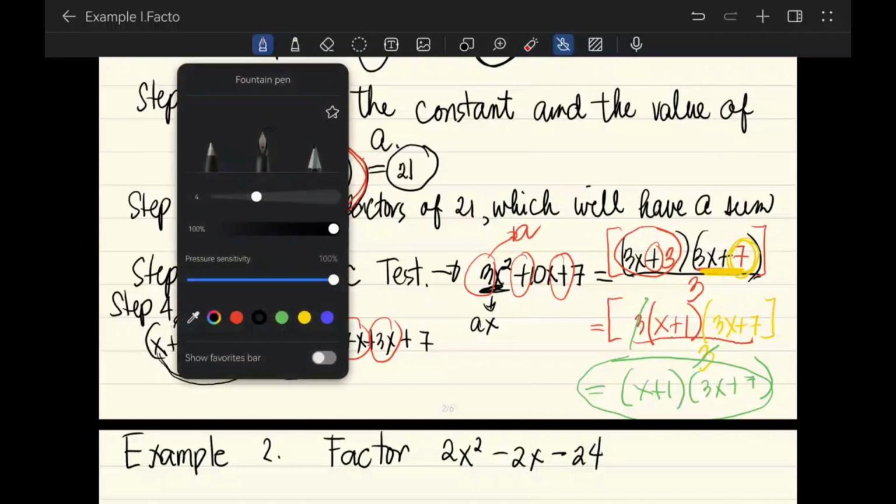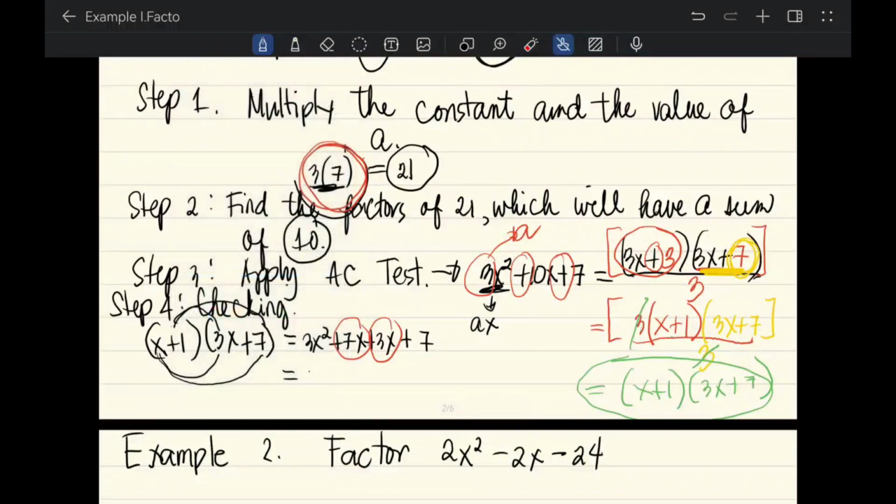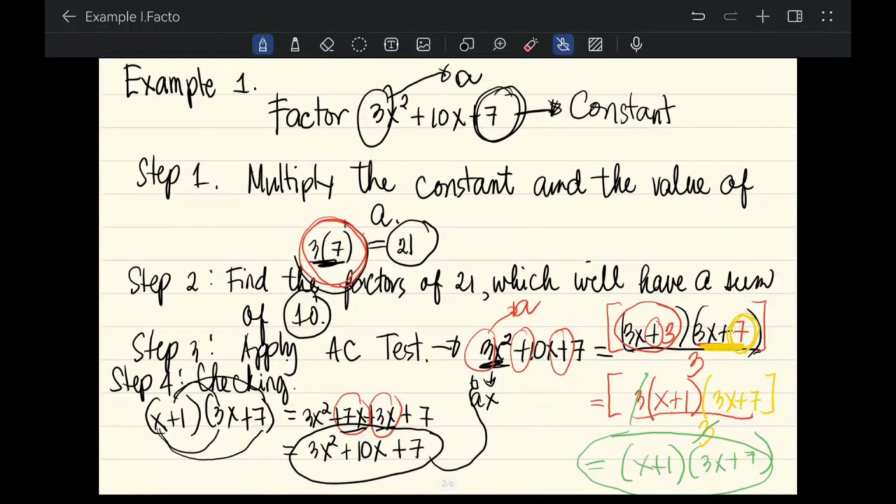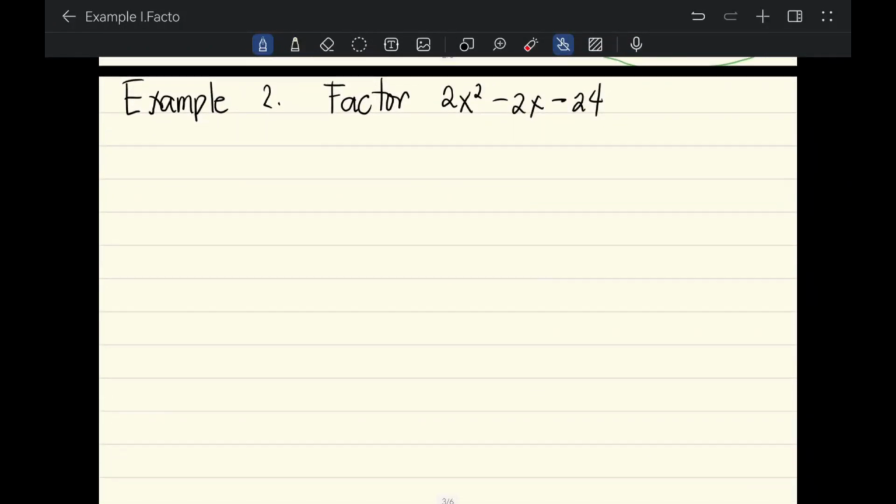For the others that do not have like terms, we need to copy 3x squared. Now combine 7x and 3x, both positive, so that is positive 10x, and copy plus 7. As you can see, our answer here is the same as the given. The given is 3x squared plus 10x plus 7. Now let's proceed to example number 2.